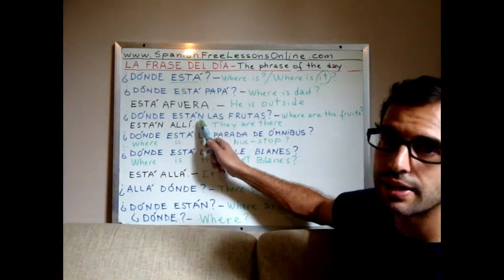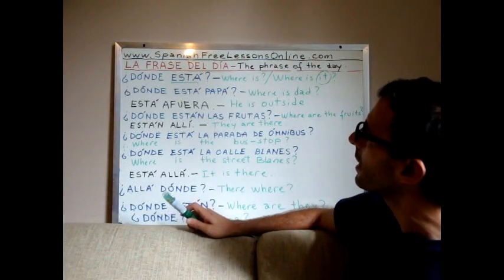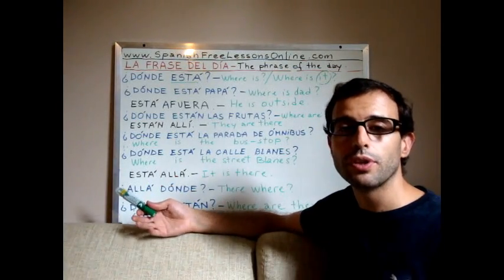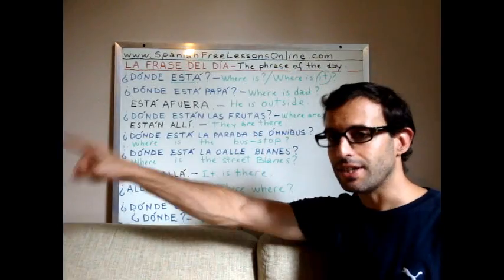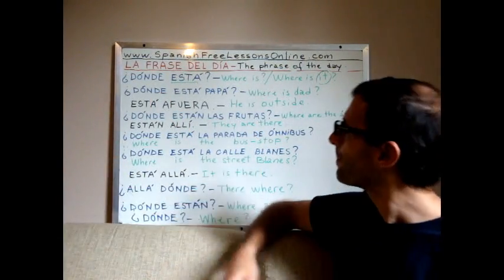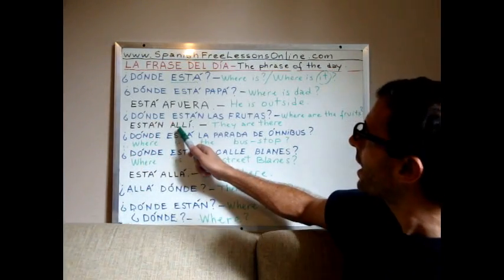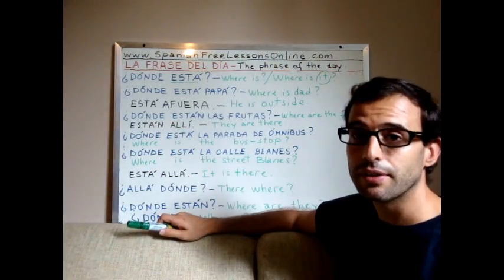Están with the N is plural, okay? So, where are the fruits? ¿Dónde están las frutas? Están allí. They are there. Están means they are. Allí means there.